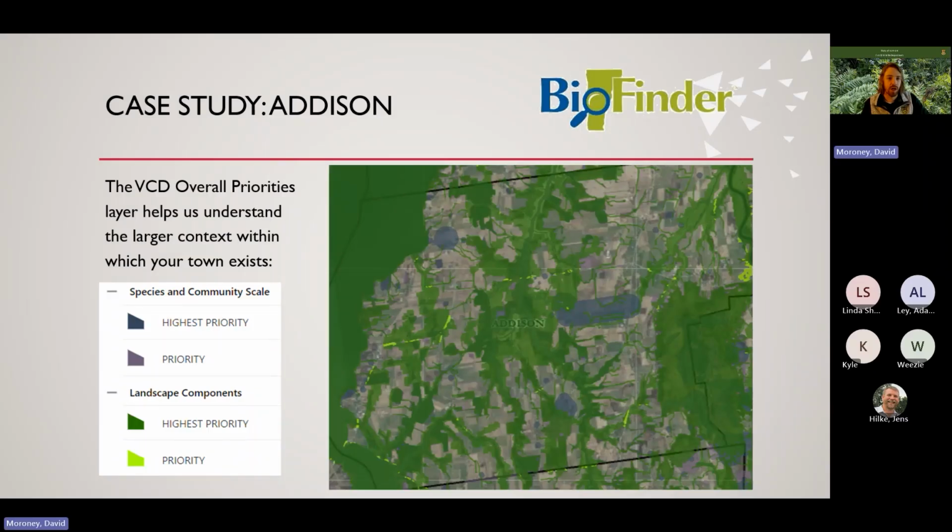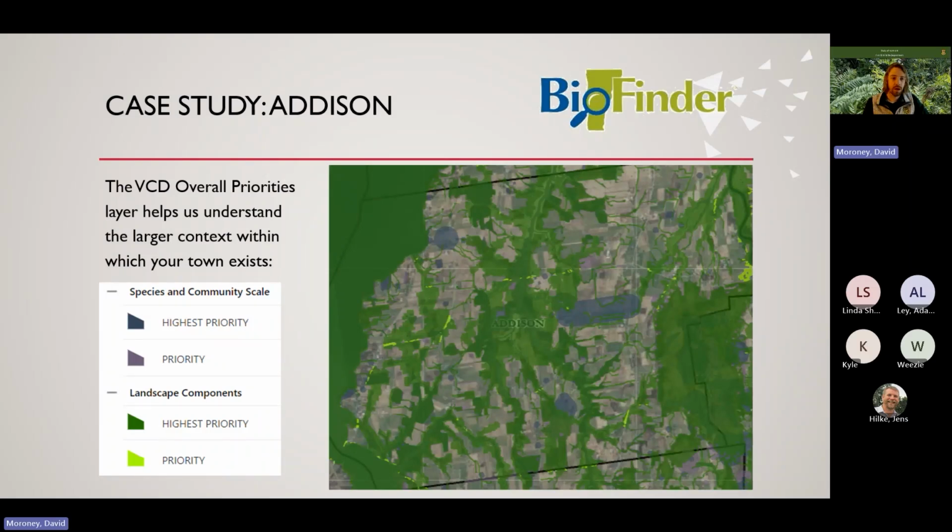So here we have a snapshot of BioFinder. The BioFinder website will provide a link to that at the end in the chat. It's a free mapping tool that you can go online and you can turn on and off all these different Vermont Conservation Design layers. And we recommend that you do. It's an excellent tool.